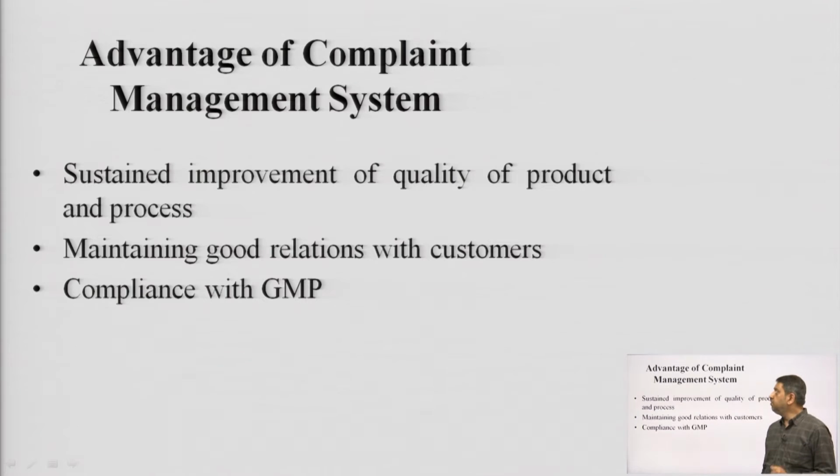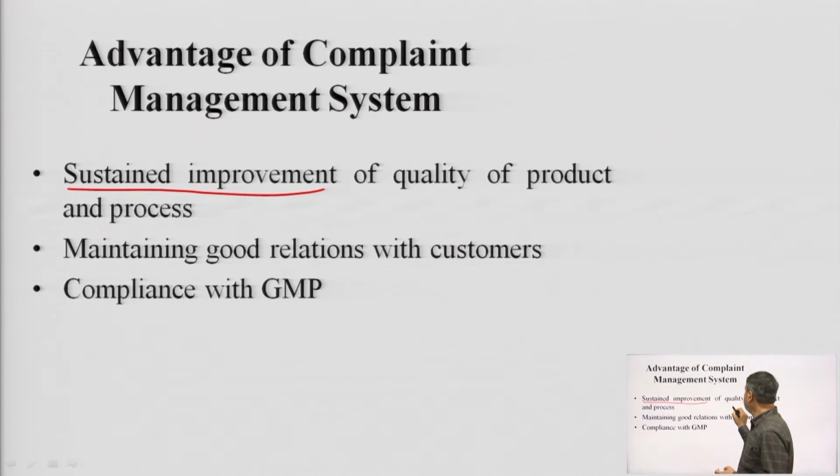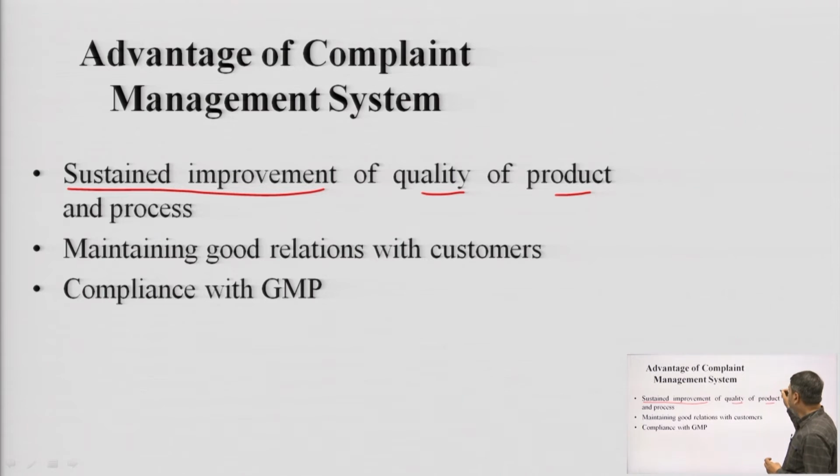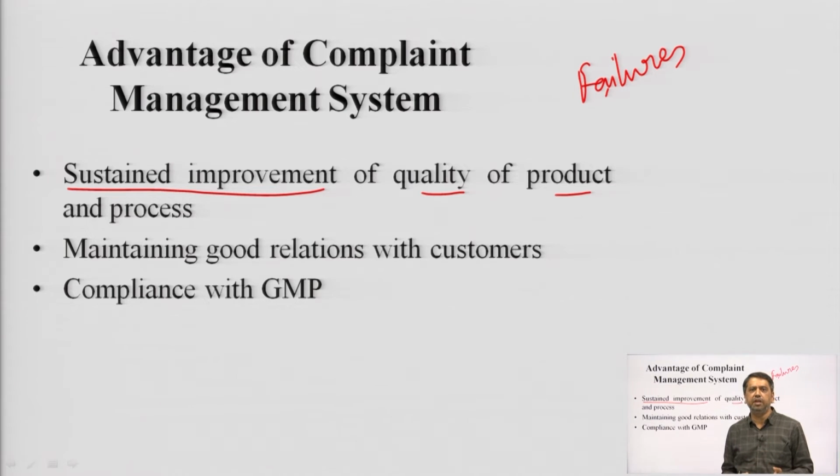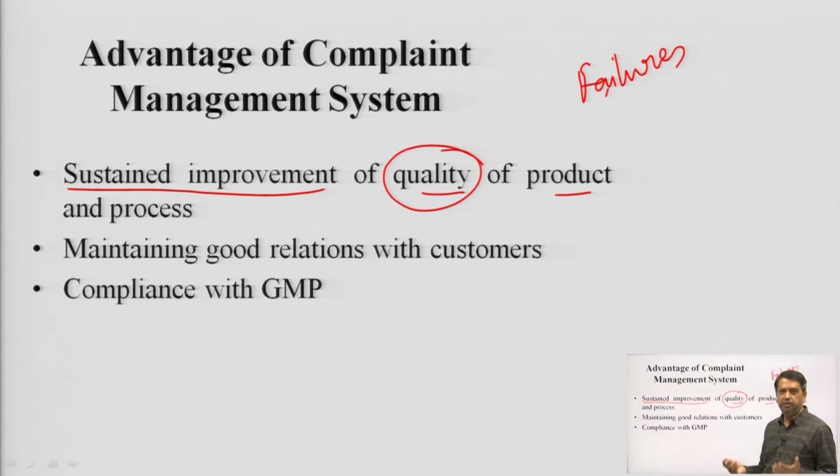So, what are the different advantages of a complaint management system in the pharmaceutical industry? First of all, there will be a sustained improvement of the quality of the product and process. Obviously, if any company is seriously dealing with complaints, gradually they will certainly increase the quality of their product, and this will reduce the risk of failures. When the risk of failures is reduced, the acceptance among customers will definitely increase and patient compliance will increase. There will be fewer complaints, and ultimately that will increase the business of the pharmaceutical company. An improvement in quality is always directly proportional to acceptability among customers.